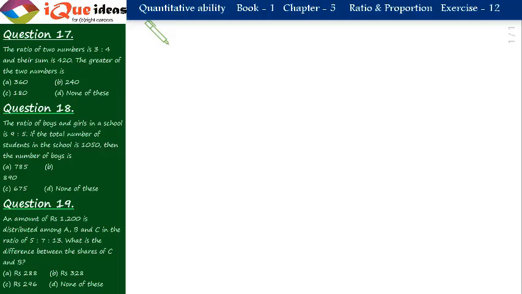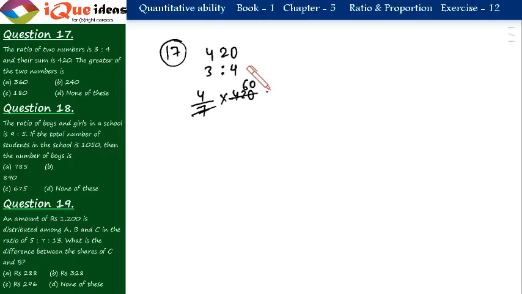Now question number 17, it's a very easy question. The ratio of two numbers is 3:4 and their sum is 420. So divide 420 in the ratio 3:4. That's what the question is asking. And find the greater of the two numbers. Now the greater of the two numbers will be corresponding to 4. So straight away 4 by 7 into 420. So 7 cancels 420 60 times. 4 into 60 is 240. So 240 is the answer. You can find the smaller one also, that will be 180. Okay, very simple question. Let's take question number 18.